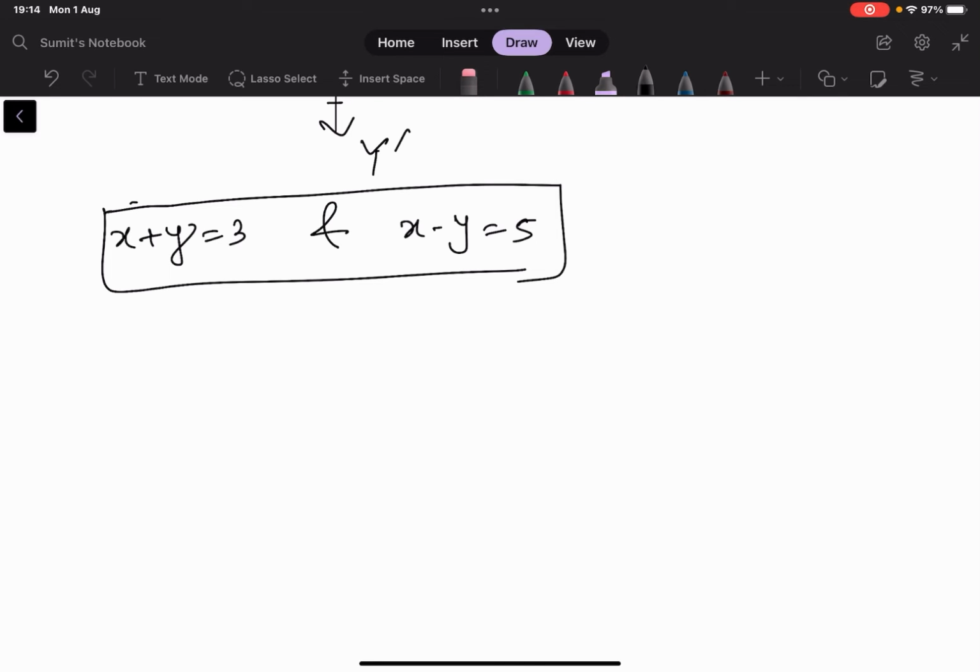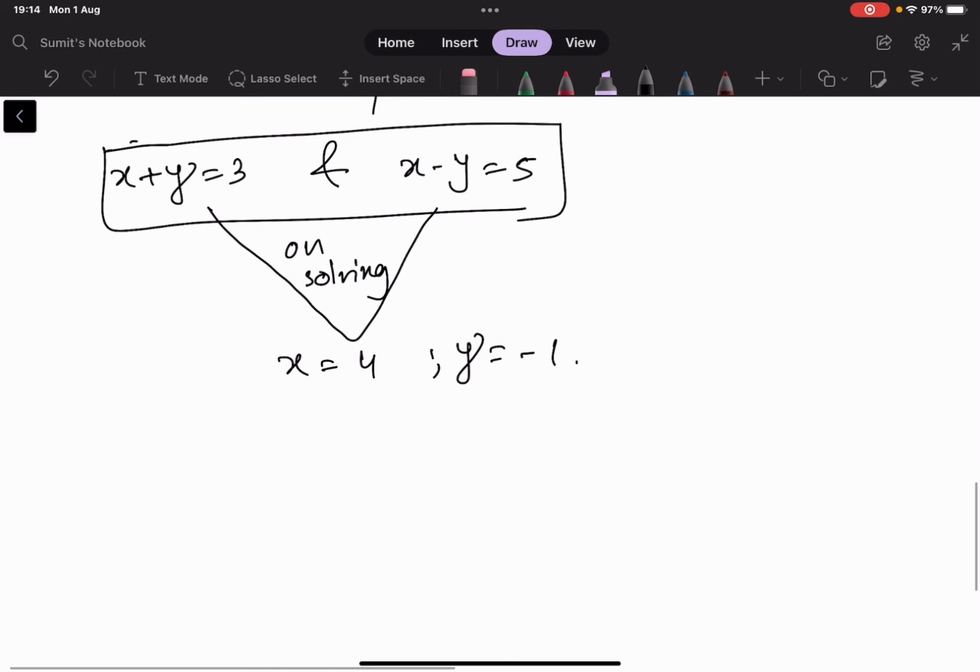And you are asked to solve them. We know the three algebraic methods of solving: one is substitution, another cross multiplication, another elimination. You can do it any way. On solving these two equations, we will get the values of x and y. I think x should be 4 and y will be -1.